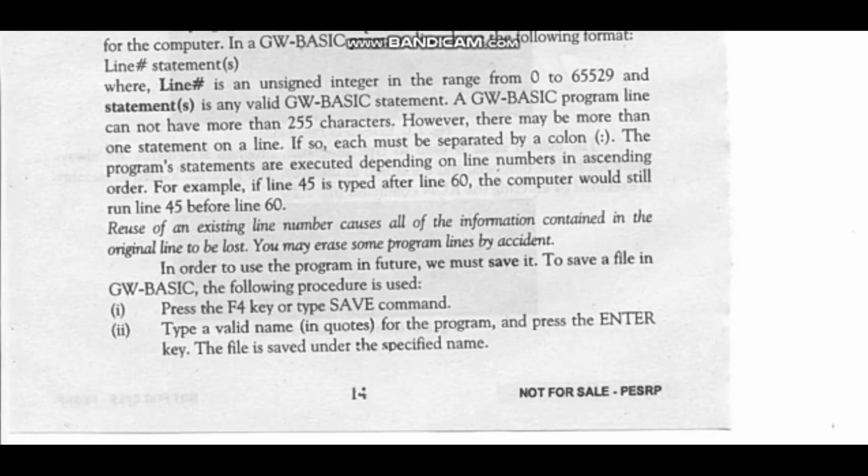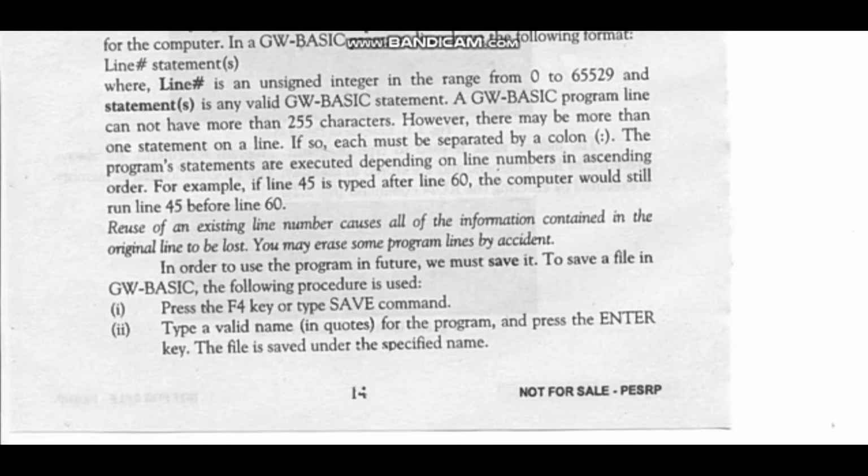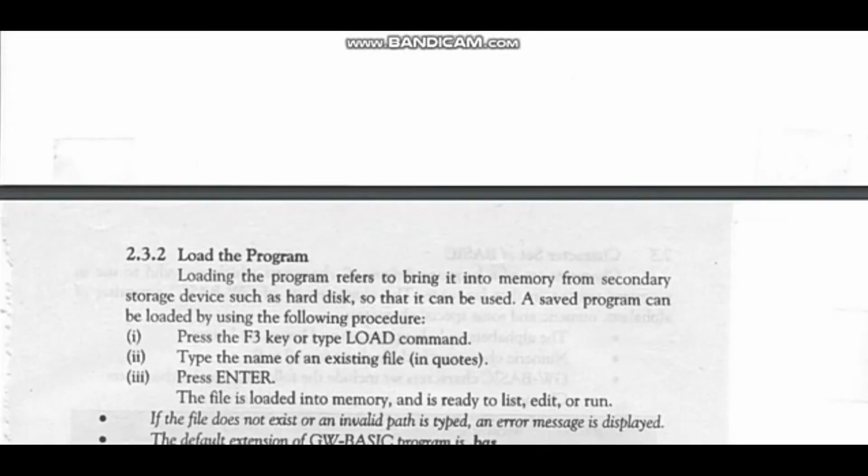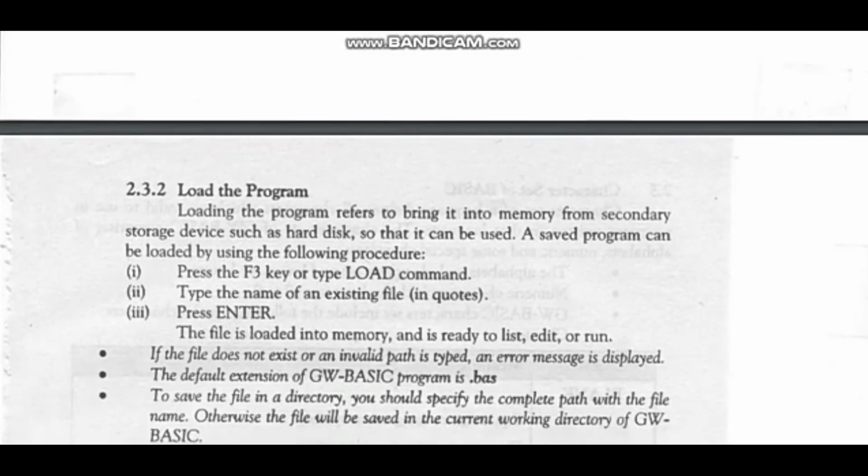It can be any digit between 0 and 65,529. It means it cannot be more than this. So statement indicates the statement of GW BASIC. Each statement in GW BASIC starts with a specific line number. One line can contain two or more statements. In this case, each statement is separated by a colon.